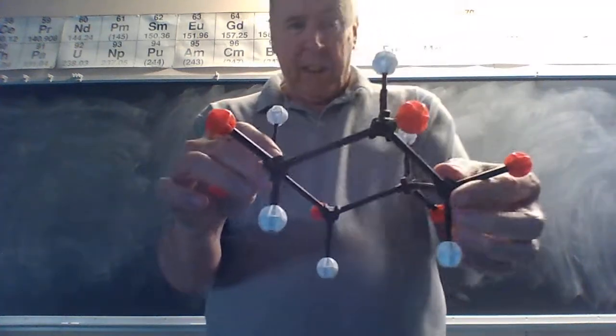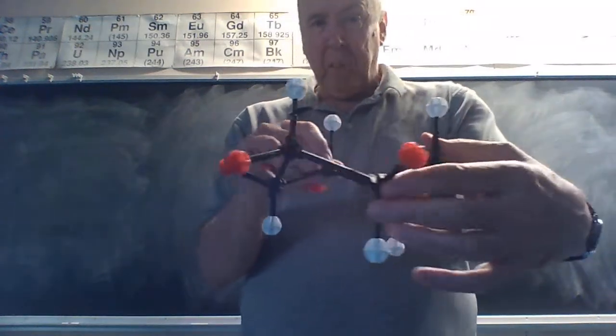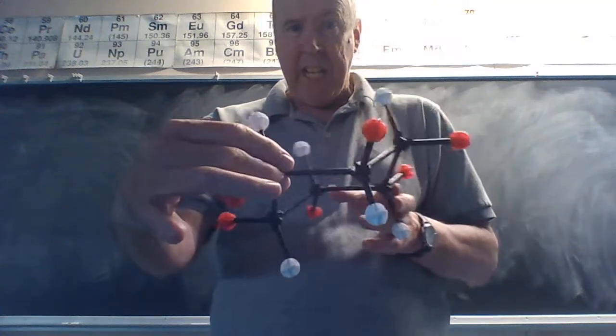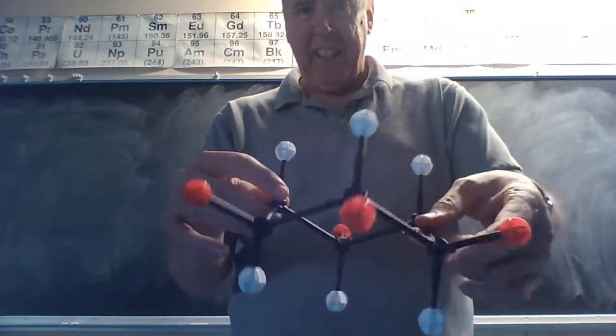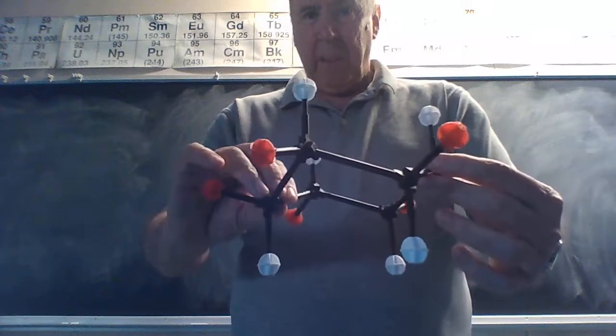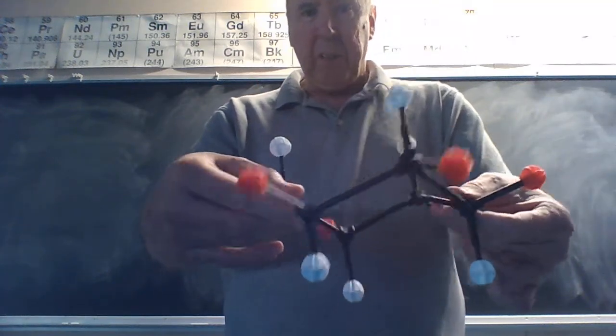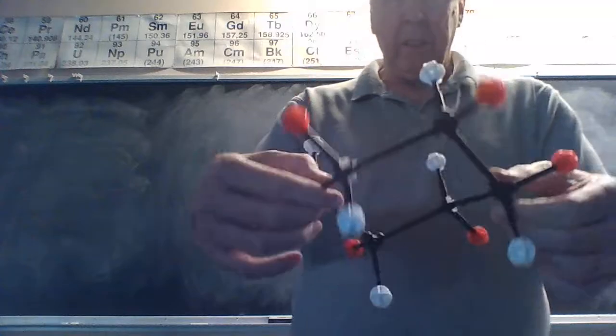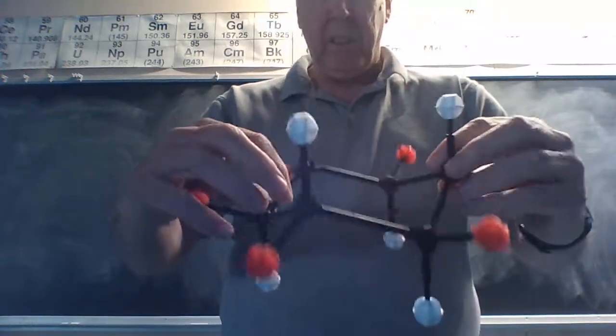All right, so we've established that the red ones are all equatorial, and the white ones are all axial. They're either pointing straight up or straight down. I can turn the molecule over and just interchange that.